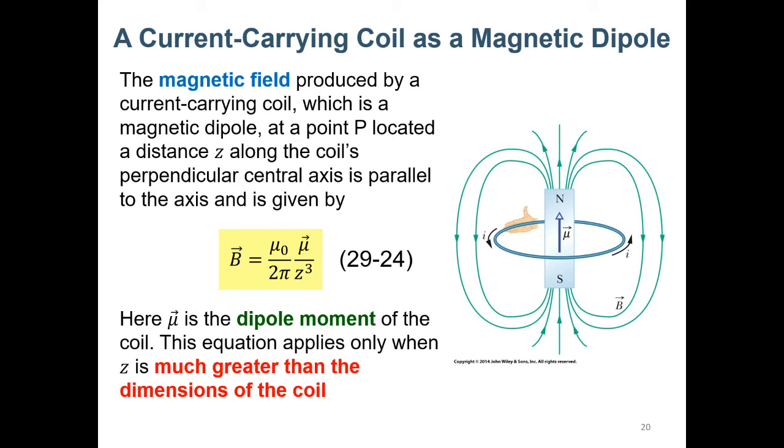And now we consider the magnetic field produced by a current carrying coil, which is a magnetic dipole, at a point P located at distance Z. Suppose we consider a point here, Z, parallel to the central axis. It is given by, so it is somehow like this.